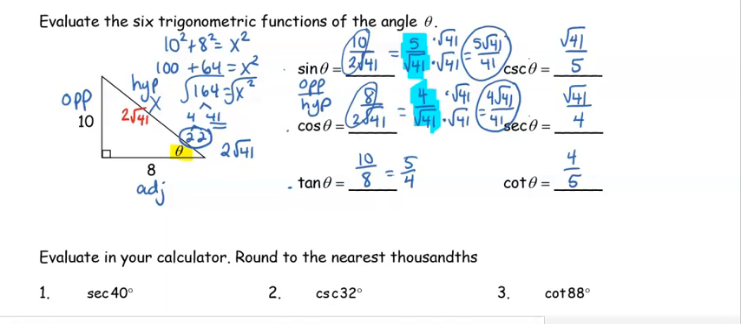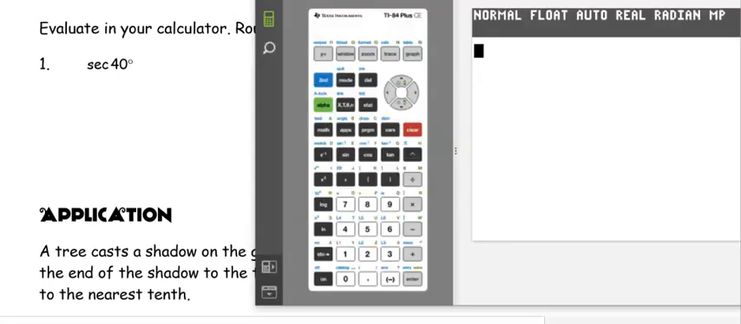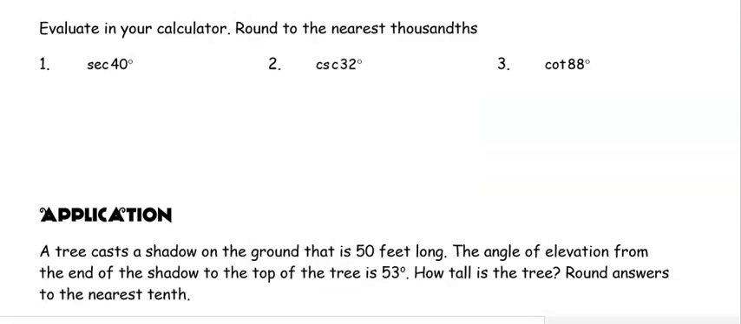Our next section is how to use your calculator. If you don't have your calculator out yet, go ahead and push pause and grab it. When you look at your calculator, you see right there in the middle, there's a sine button, a cosine button, and a tangent button. But when we look at our notes, I'm not asking for sine, cosine, tangent. I'm asking for secant, cosecant, and cotangent.